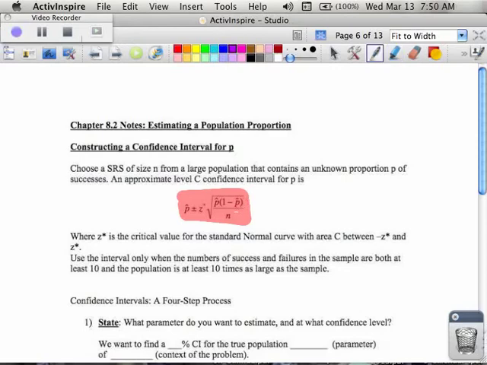Oftentimes we use a confidence level of 95%. If you use 95, I believe the z-score is 1.96, plus or minus, that is. And then your sample proportion times the failure proportion, divided by the sample size, and then square root it. That's your margin of error. And so when we're talking about how you're going to create that interval, that's how you're creating it, going in either direction by that amount.